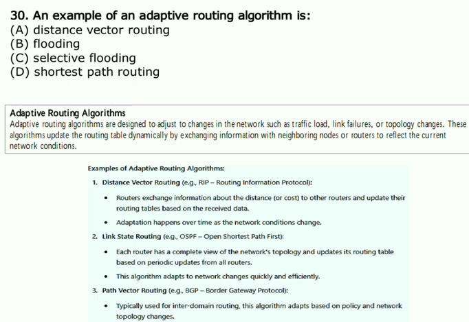Examples of adaptive routing algorithms are the distance vector routing algorithm, for example the RIP protocol, the link state routing algorithm, and the path vector routing algorithm. So these are the examples of adaptive routing algorithms. So option A is the correct one.